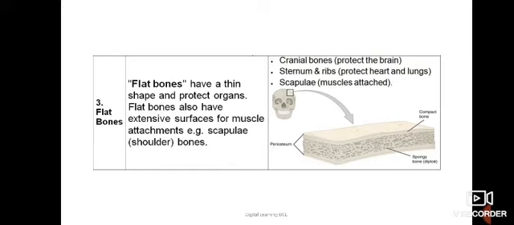The third type of bones are flat bones. They have a thin shape and protect organs. Flat bones also have extensive surfaces for muscle attachments. Examples are the scapulae, the bones at the shoulder, cranial bones which occur at the skull, sternum and ribs, they protect the lungs.